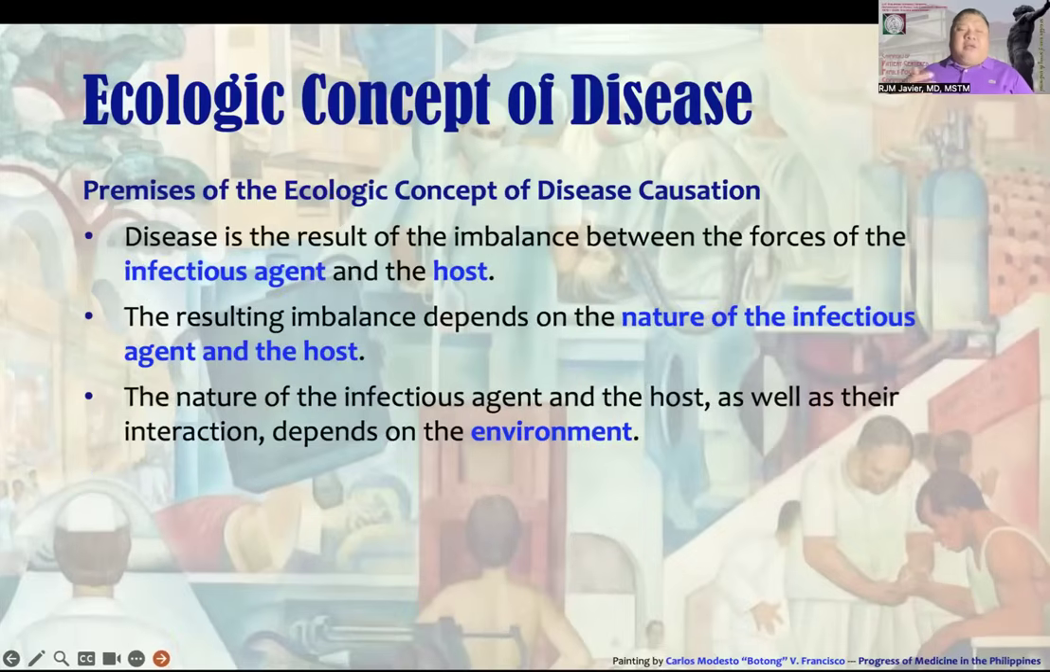Now, what are the basic concepts that arose from the ecologic concept of disease? The ecologic concept of disease would look into the interplay of three things. You have your infectious agent, the human host, and of course, the environment in which the interaction of the agent and the host will happen. We do know that disease is the result of the imbalance between the forces of the infectious agent and the host. And the resulting imbalance depends on the nature of the infectious agent, as well as the characteristics of the host, and the nature of the infectious agent and the host as well as their interaction will depend on the environment in which they are present.